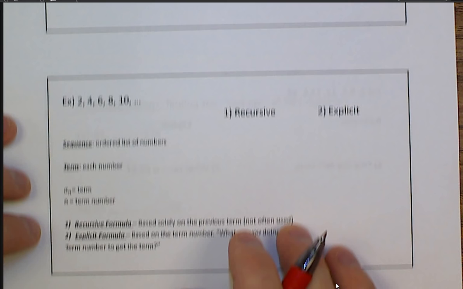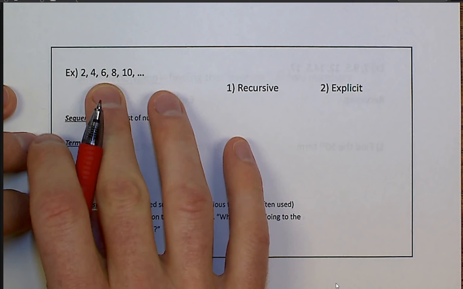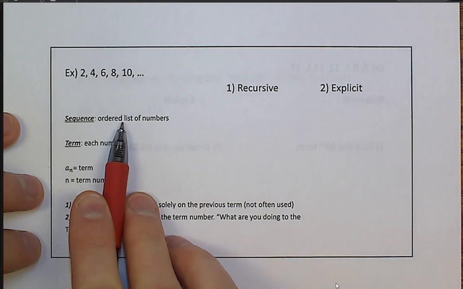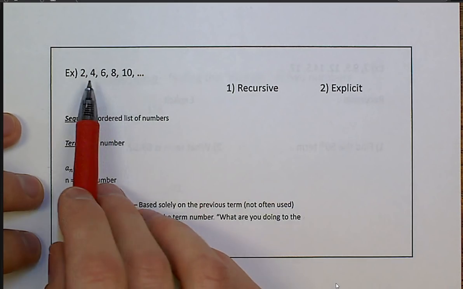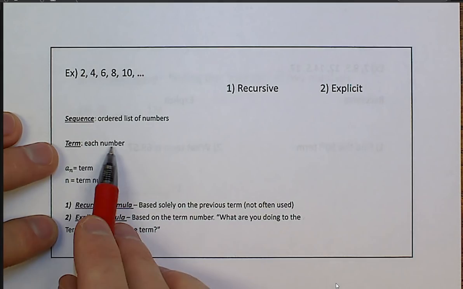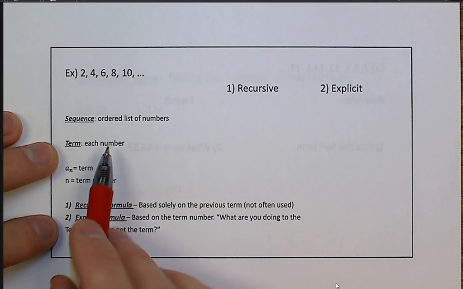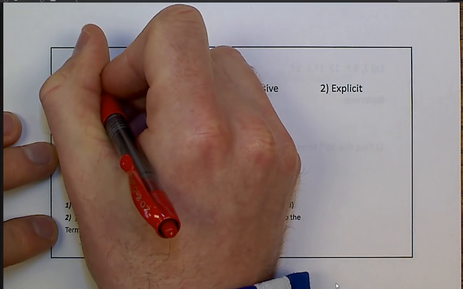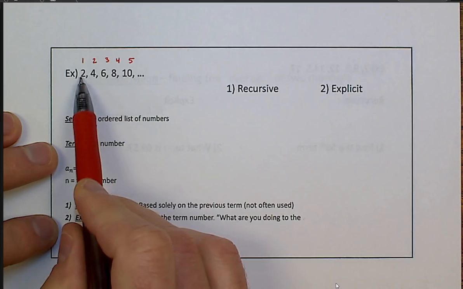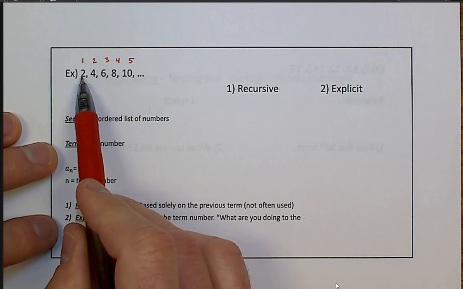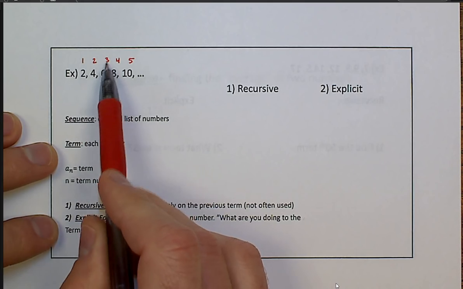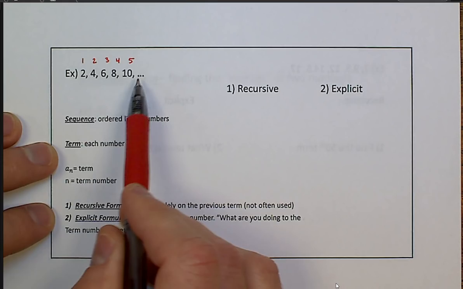This is an example of a sequence. A sequence is just an ordered list of numbers. I kind of put the vocab here right now. So 2, 4, 6, 8, 10, and the dots mean it's going to continue to go on. Each number is a term. So usually when I have a sequence here, I write the term numbers right above it, just until I get comfortable with this. So the number 2 is term 1. It's the first term in the sequence. The number 4 is the second term in the sequence. The number 6 is the third term. The number 8 is the fourth term, so on and so forth.